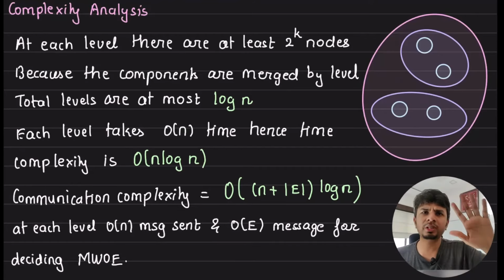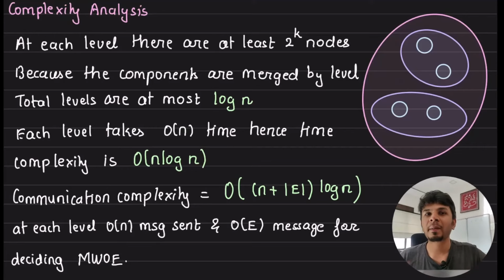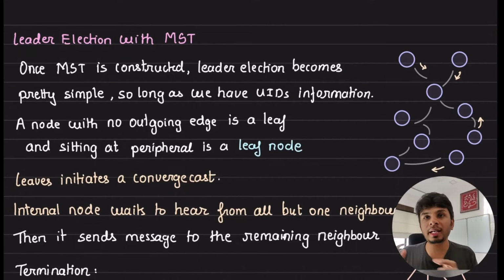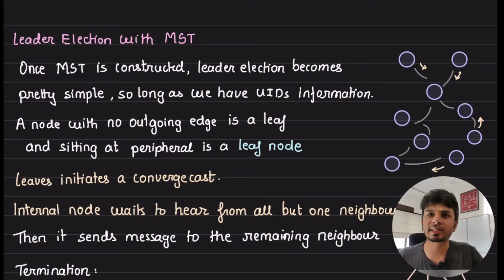There are ways to reduce the communication complexity, but that's a little out of scope. The video would be too long, might get a little boring, but this is the idea behind it, right? So this is the communication complexity and the time complexity of this approach. Now, let's see how our life becomes super simple when we already have a minimum spanning tree constructed, and we want to do leader election. Because this shows how one algorithm empowers hundreds of different use cases.